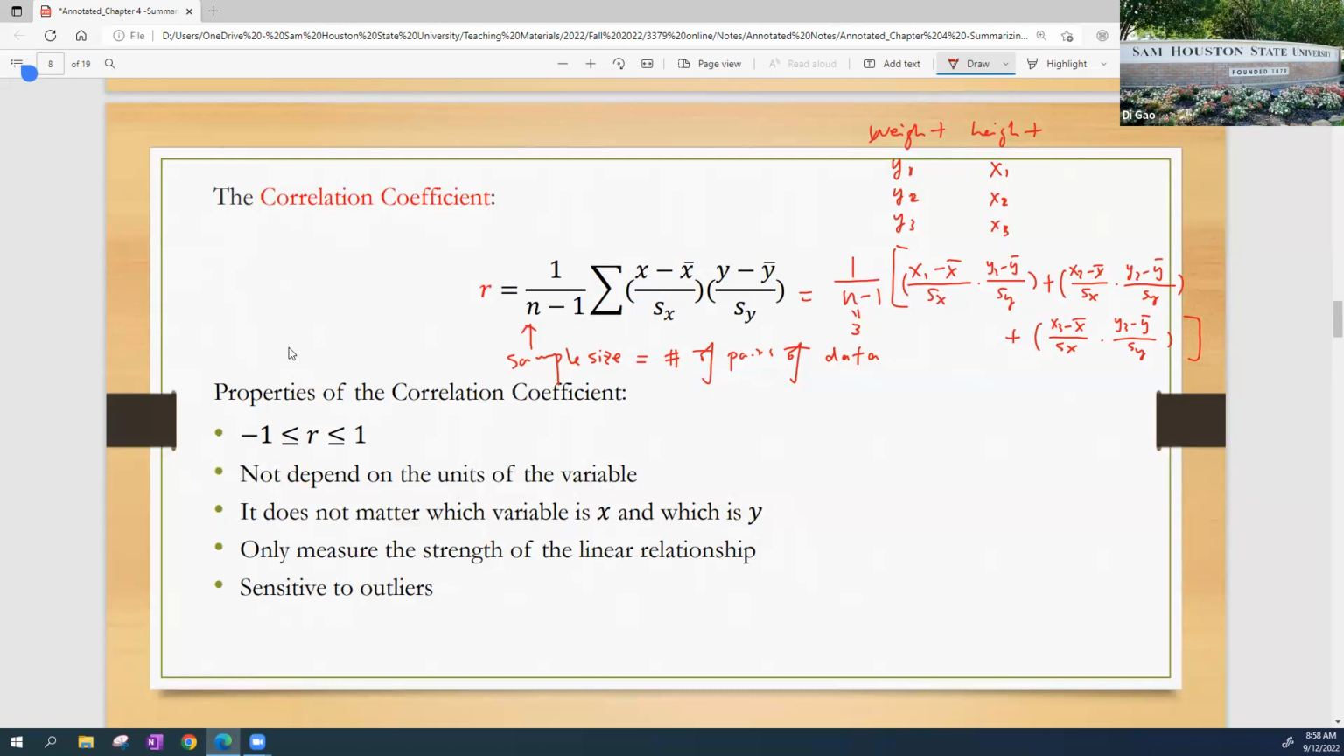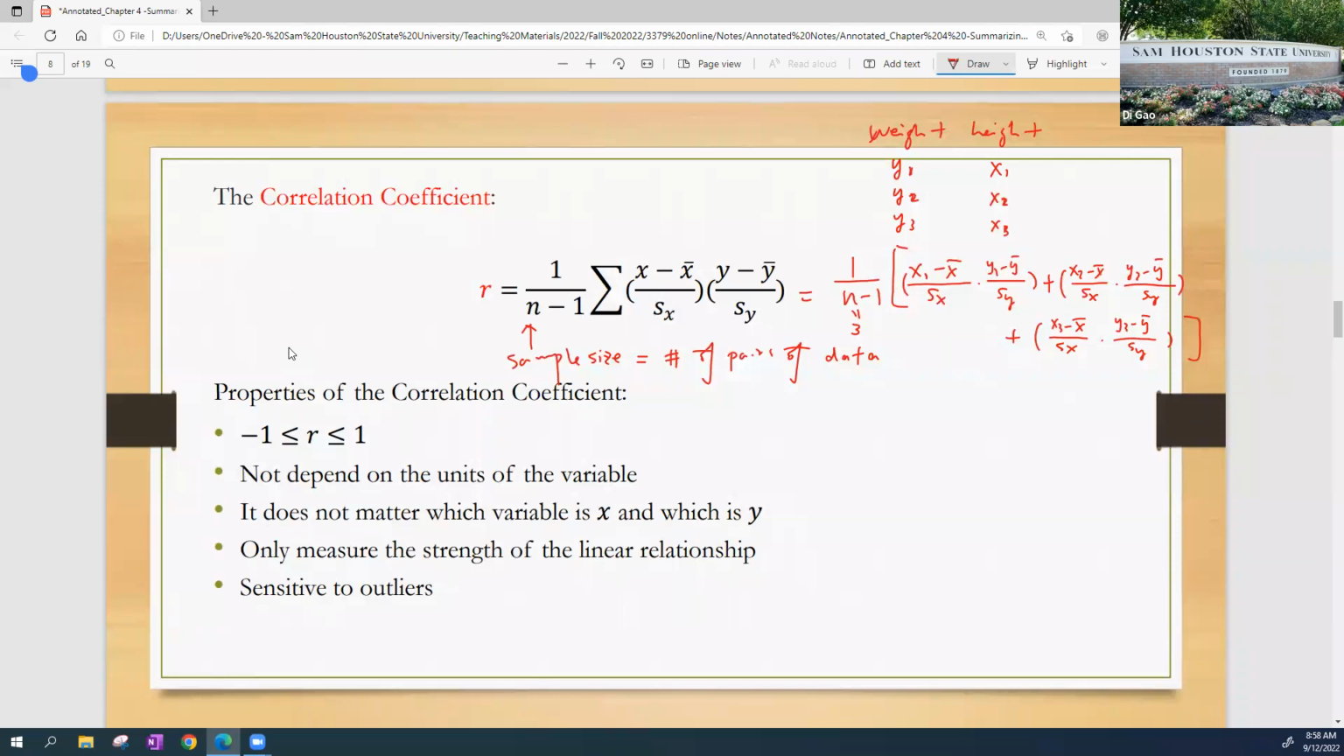And some properties. So now we know how to calculate. Let's look at some properties of the correlation coefficient. The correlation coefficient is always between -1 and 1. R equals 1 means perfect positive linear relationship. R equals -1 means perfect negative linear relationship. And R is not dependent on the unit of the variable. It does not matter which variable is x and which is y. So here we labeled x and y, right? If we change weight to x and height to y, it's the same.